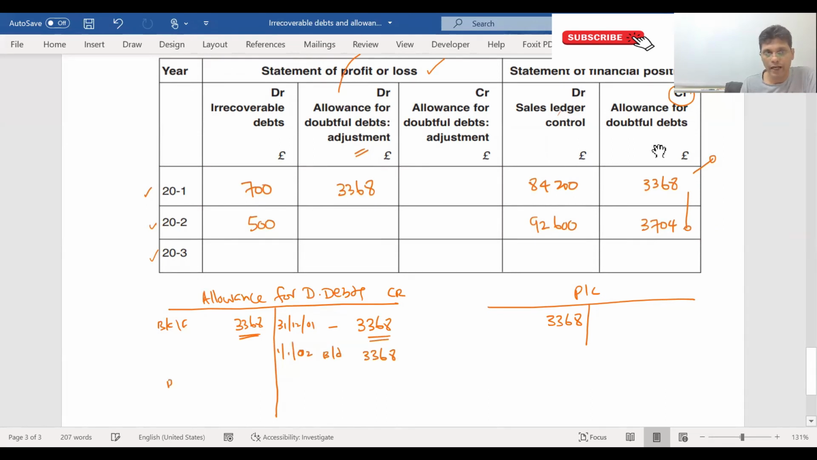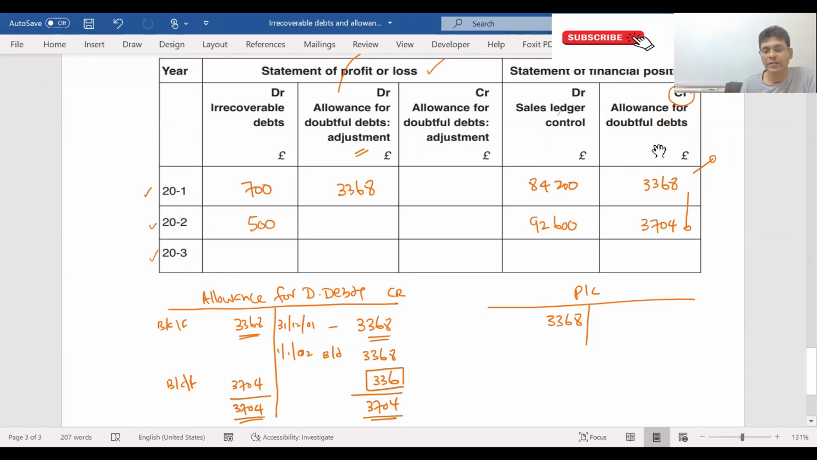Now the balance has to be increased from 3368 to 3704. So our carried forward balance should be 3704. So when you balance off this 3704, 3704, what should be the difference? The difference will be 336. So 8 plus 6, 4, 7, 10, and 7 and 3. So this has to be credited. What is the additional amount to be credited to the allowance for doubtful debts?